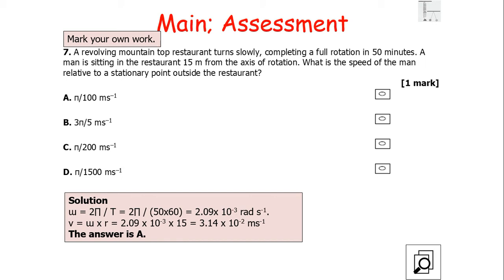So we do 2 pi divided by 50 times 60, because we work in seconds in physics. So we get 2.09 times 10 to the minus 3 radians per second. We then pop it into the equation v equals r omega. We know r is 15 from the question, so we get 3.14 times 10 to the minus 2 meters per second, which is pi over 100. So our answer is A.